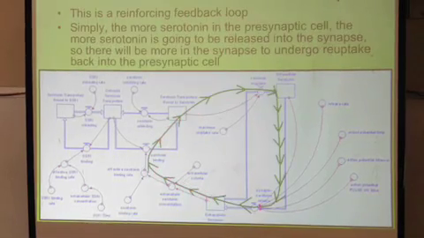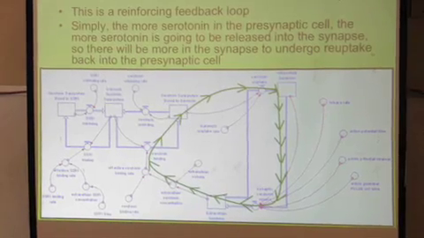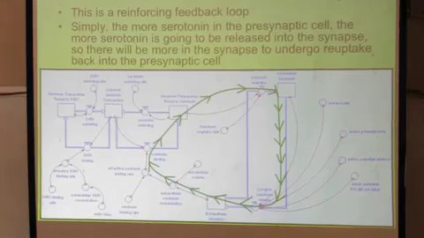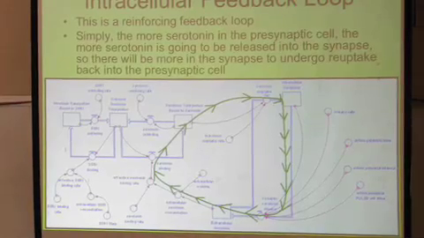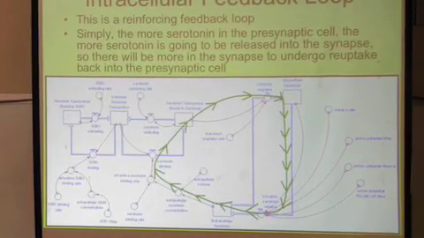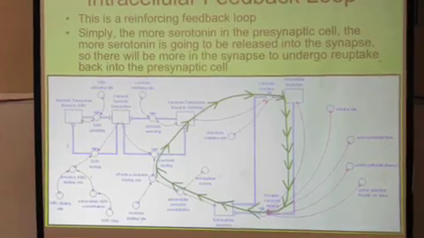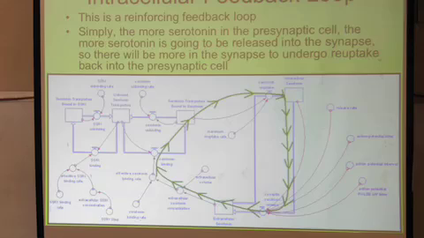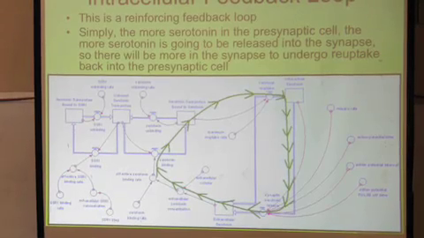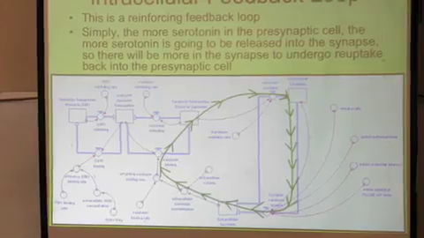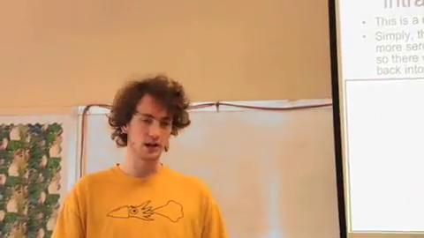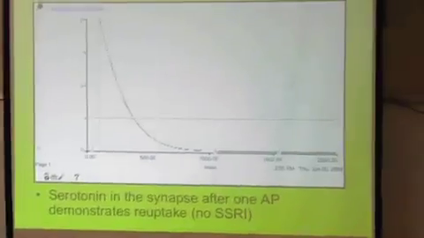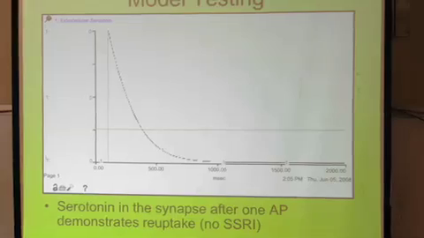The other feedback loop, the intracellular feedback loop, is reinforcing. And again, simply what it says is the more serotonin in the synapse, the more serotonin will undergo reuptake, which will put more serotonin into the presynaptic cell, and then when an action potential comes along, the more serotonin will be moved back into the synapse. So it's reinforcing.